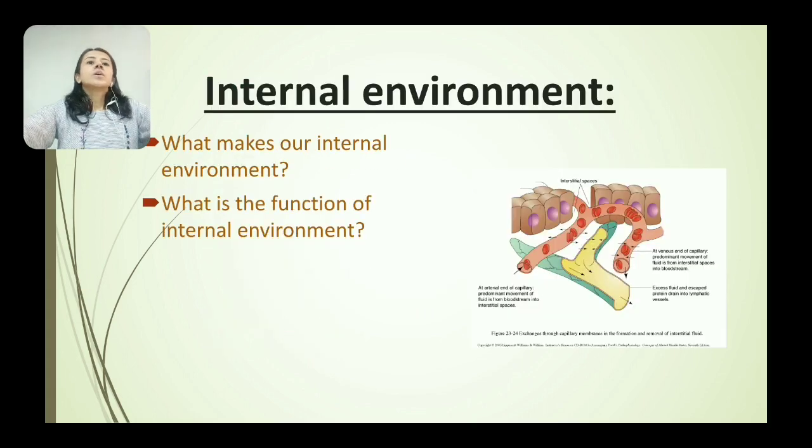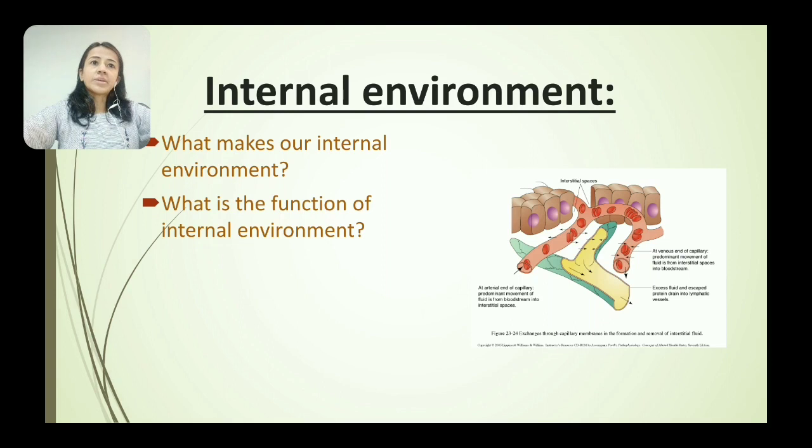Now, what makes our internal environment? Internal environment is a water-based medium in which our body cells exist. Our body cells are bathed in the fluid which is known as interstitial fluid. Oxygen and nutrients pass from the internal transport system through the interstitial fluid and reach the cell. And waste products produced from the cell move through interstitial fluid to the transport system and then are excreted.